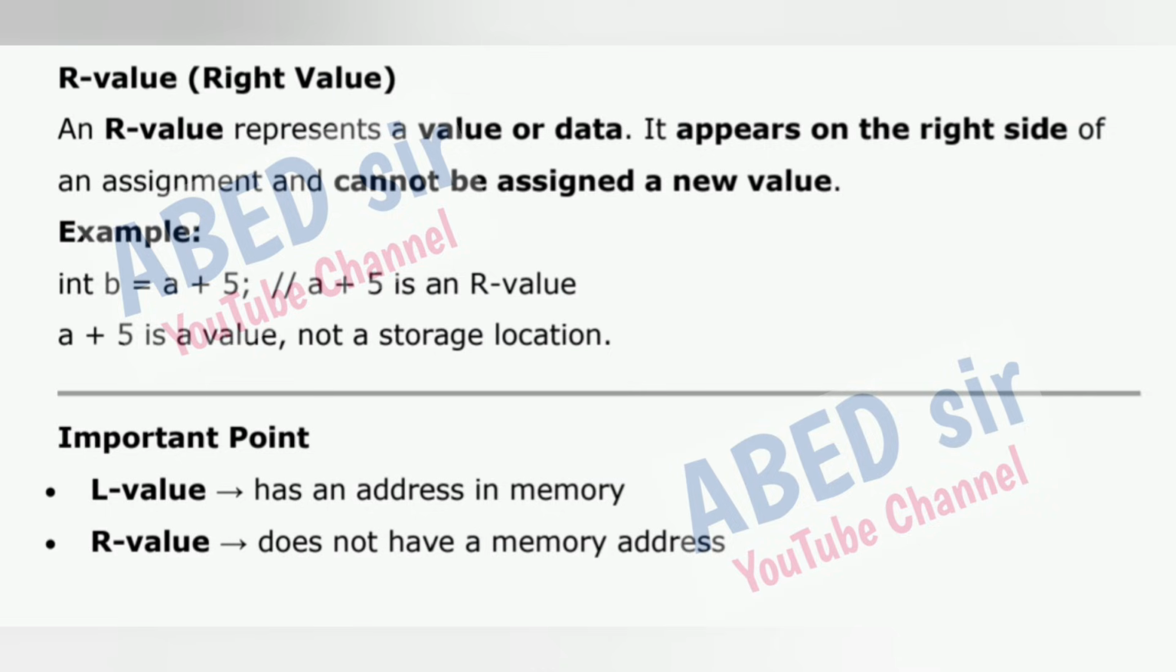R value, right value. An R value represents a value or data. It appears on the right side of an assignment and cannot be assigned a new value. Example: int b = a + 5. a + 5 is an R value. a + 5 is a value, not a storage location. Important point: L value has an address in memory. R value does not have a memory address.